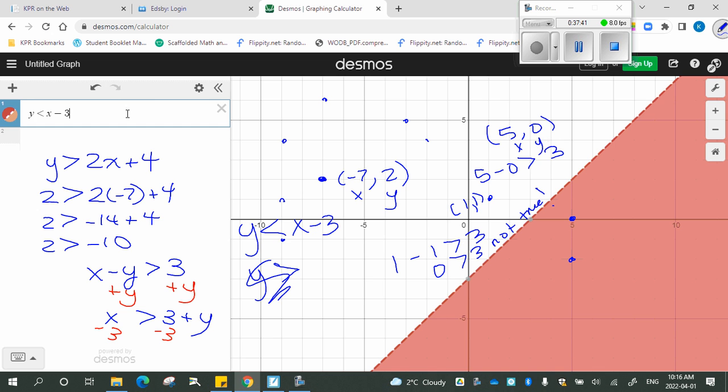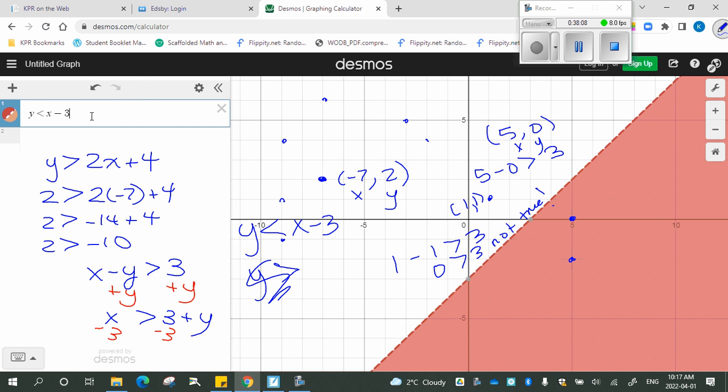Which has the same boundary line, dashed, but it's below. So it has to be y by itself on this side in order for it to work with inequalities. Thanks, Dallas. So you always have to have y by itself for inequalities. So we got the right boundary line, but we have to shade below because we have to have the y by itself. So I think that's going to change our other one too, is it not?